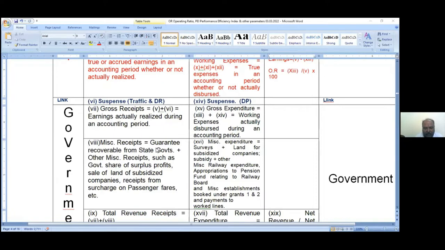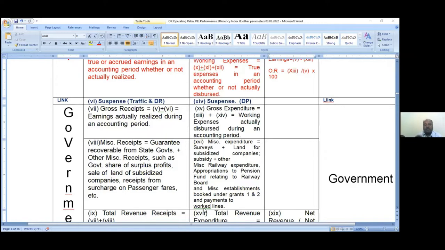The examples are guarantees recoverable from state governments. And this RRB examination fees is there, no? Yes, collecting the examination fees from the students appearing for these exams also comes under these receipts. And RITES and RVNL, these organizations declare profits. Our railway has a stake, shares in these railway public sector undertakings. So whatever dividends are declared by these railway PSUs are also treated as miscellaneous receipts. And suppose we purchased land for a subsidiary company, that sale amount is also credited to the miscellaneous basis. And surcharge on the passenger fares is not in the earnings. It is included in the miscellaneous basis.